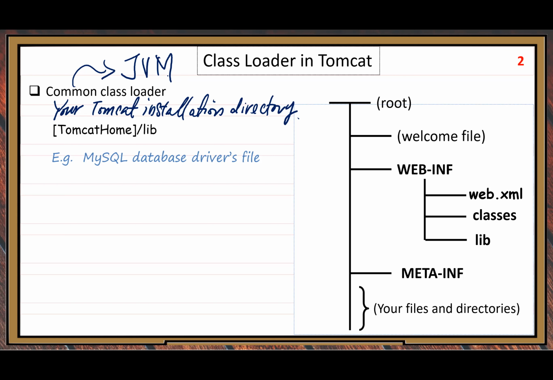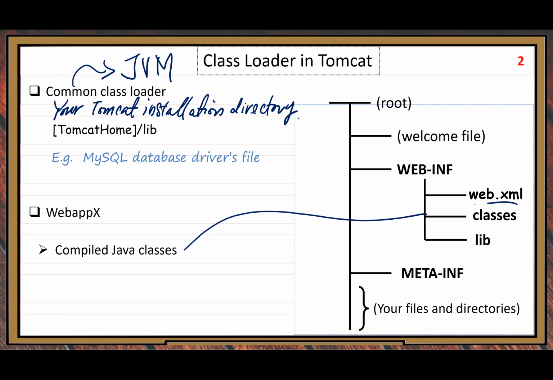The second location is called the web app X, because it is related to your web application. The first, compiled Java classes go to this location, the classes folder. That location, WEB-INF/classes, holds the compiled Java classes.